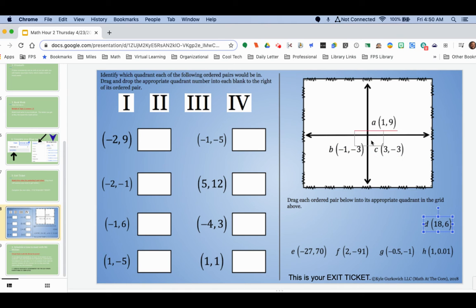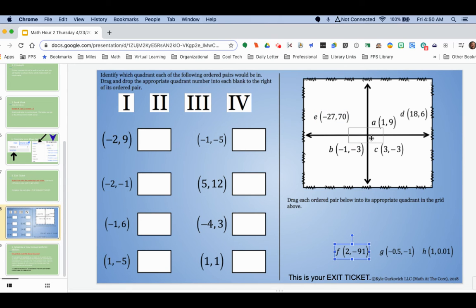D, start at the origin. The first number is positive, so it goes to the right. The second number is positive, so it goes up. E, the first number is negative, so it goes to the left. The second number is positive, so it goes up. So it'd be somewhere in this quadrant.